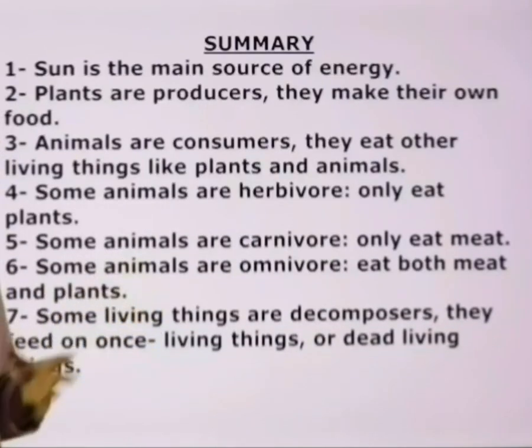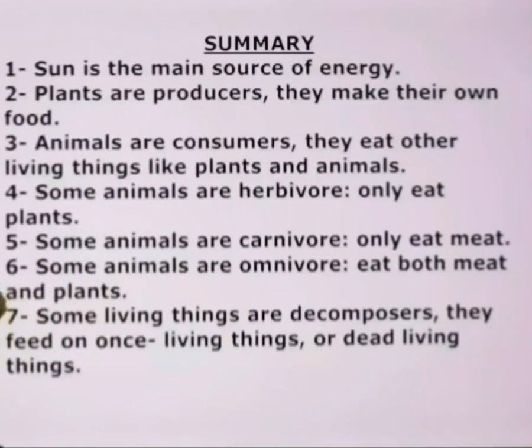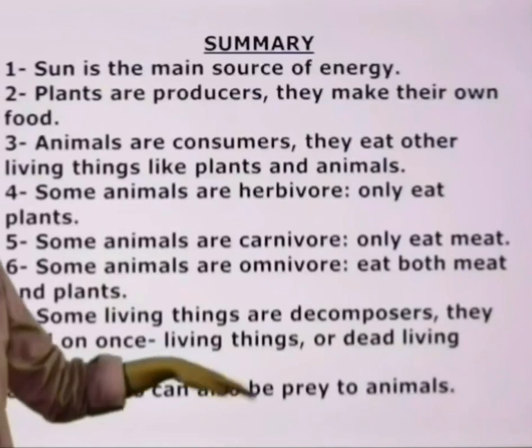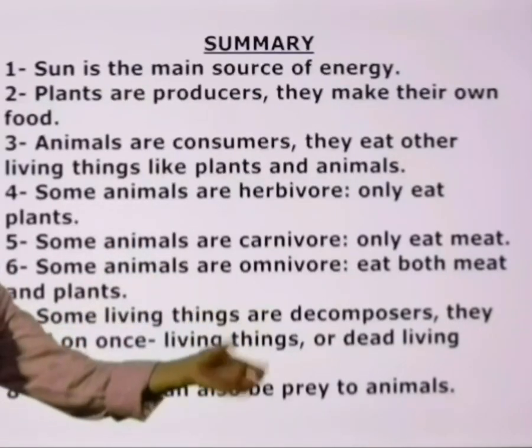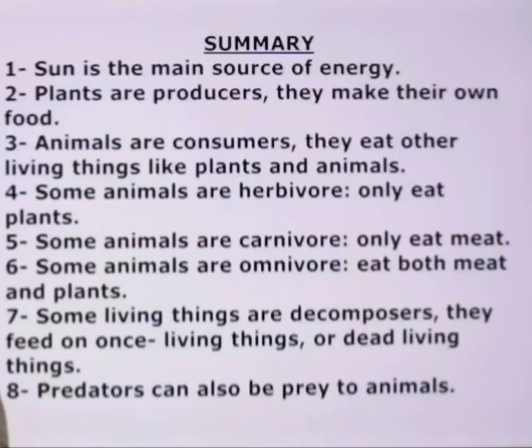Some living things are decomposers. We said mushrooms, earthworms, bacteria. They feed or grow on once-living things or dead living things. Predators can also be prey to other animals. Like the snake that eats the mouse is the predator. When the snake is eaten by the roadrunner, it's going to be prey.